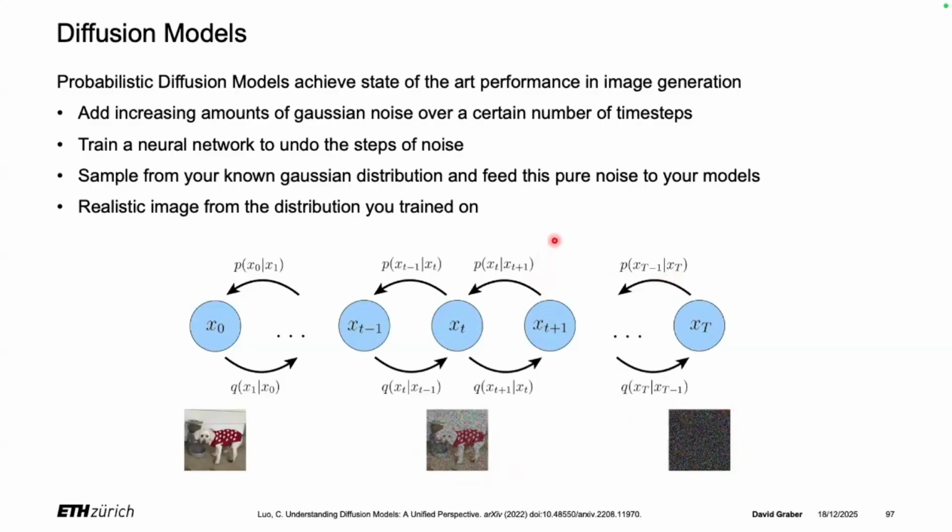And if you're successful at doing this, you can basically sample from your known Gaussian distribution. So basically sample random noise, feed this to your model, and then retrieve a realistic image that resembles your input distribution, like you would get another small dog, for example.